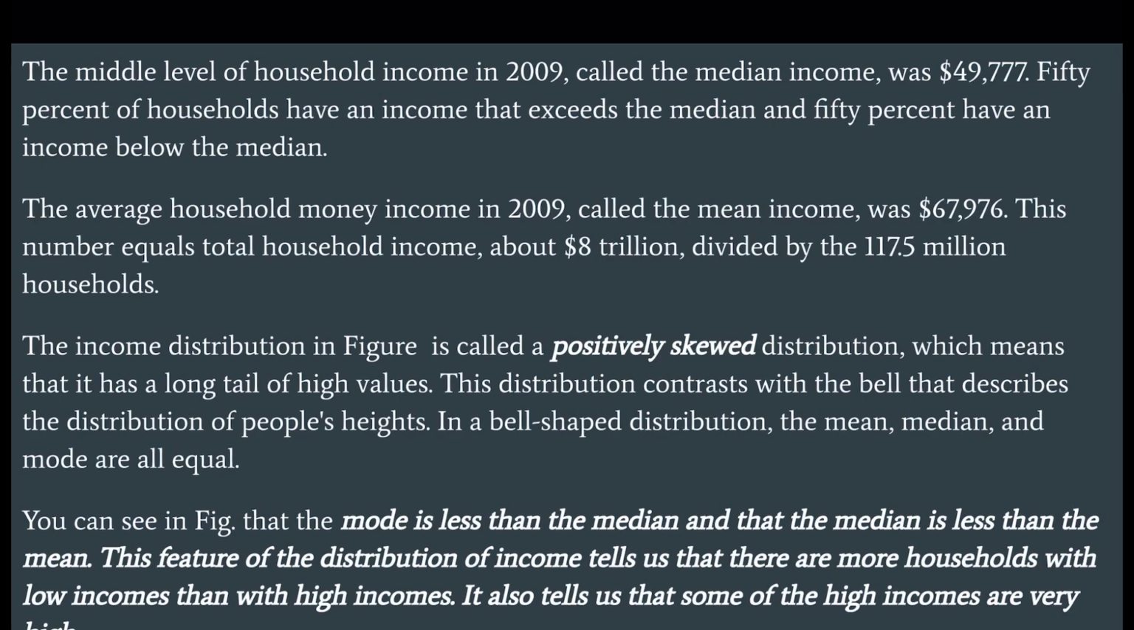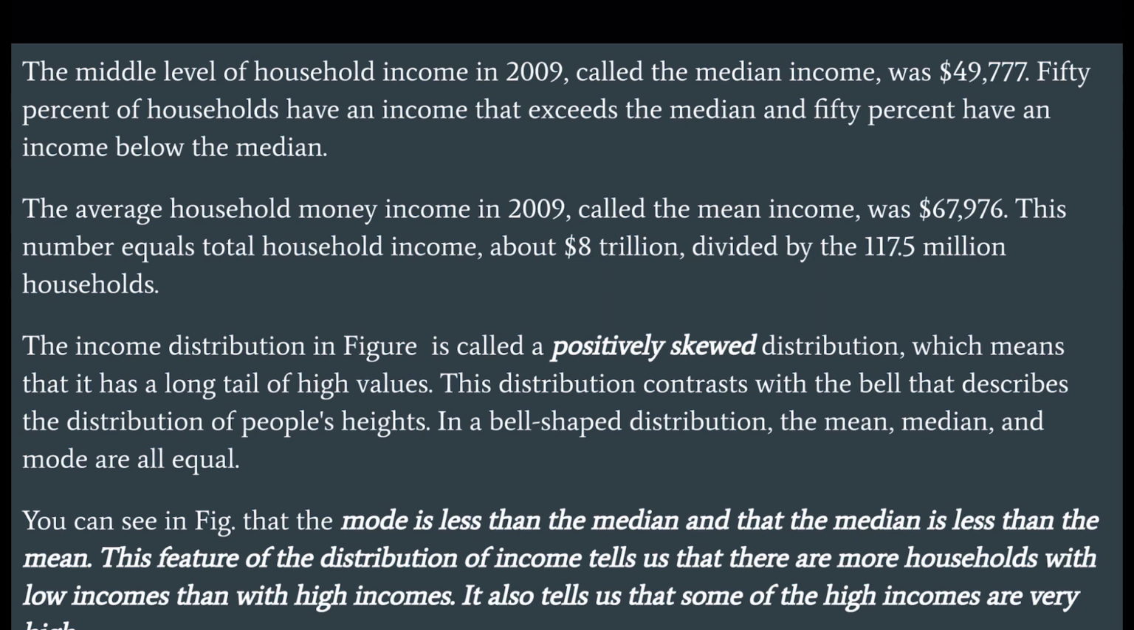The mid-level of household income in 2009, called the median income, was $49,777. 50% of households have an income that exceeds the median and 50% have an income below the median. The average household money income in 2009, called the mean income, was $67,976. This number equals total household income, about $8 trillion, divided by the 117.5 million households.